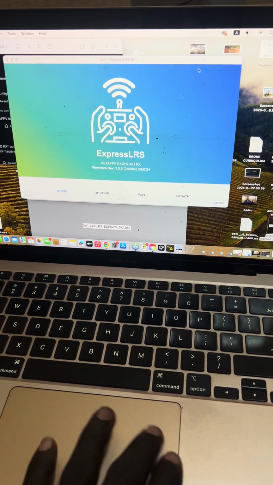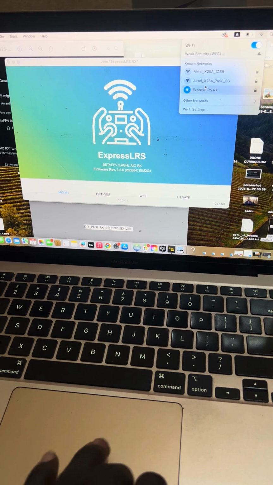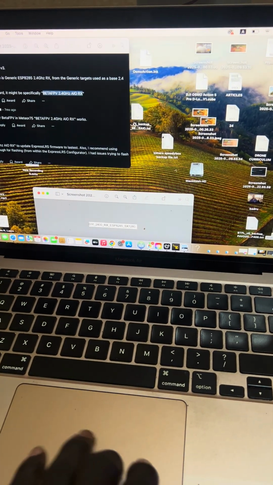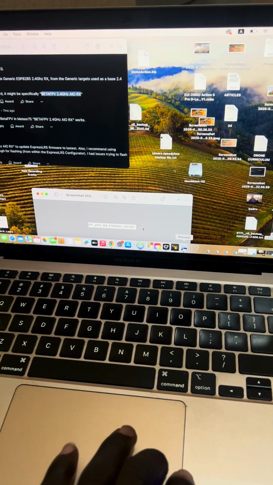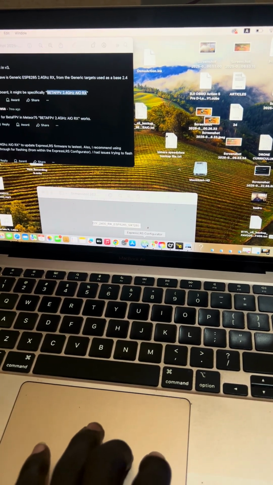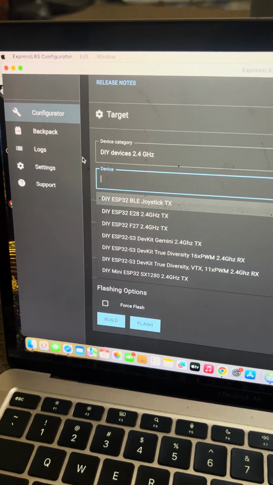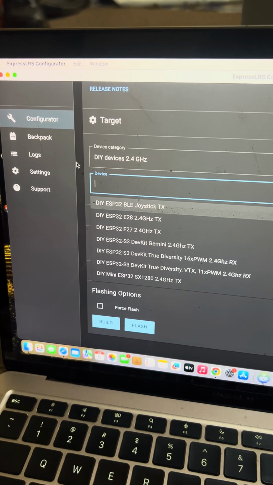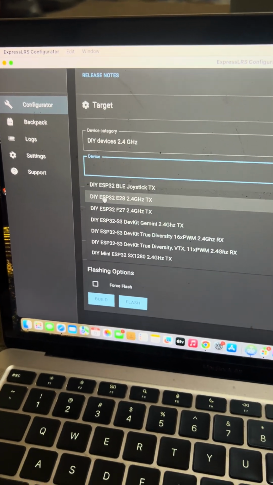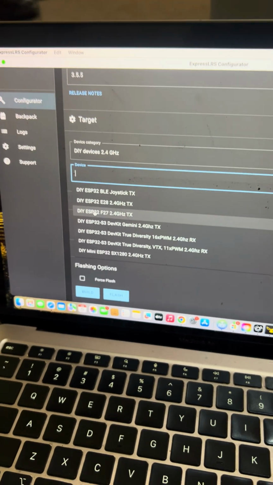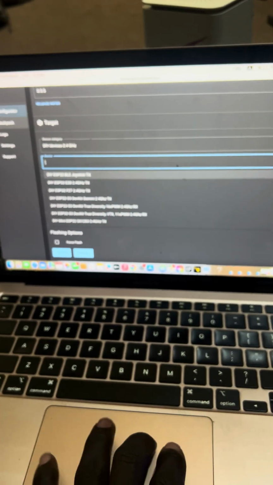But then the biggest problem was whenever I went to the Configurator to look for that receiver, I would not really see it. It looked like it was not among the options, because whenever I went to, let me say, DIY Devices 2.4 gigahertz, and looked for that specific receiver, that specific target, I would not get it.